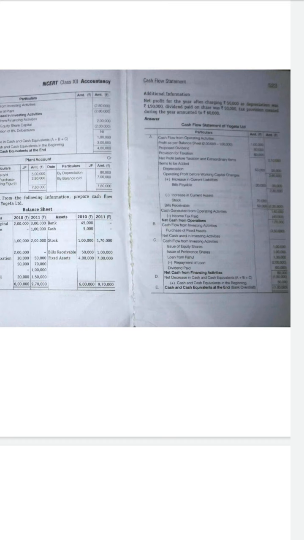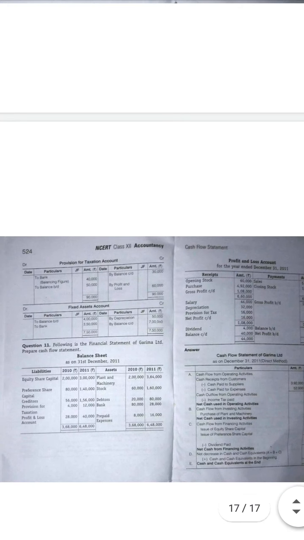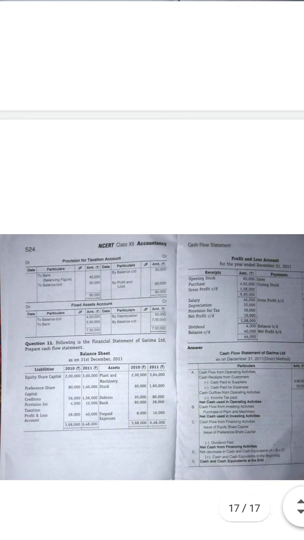Now come to the fixed asset account. See the fixed asset account, and in the additional information there is a depreciation amount. 50,000 is the depreciation. See the additional information: net profit for the year after charging 50,000 as depreciation. So the amount of depreciation is 50,000. There is only one asset, the fixed asset, so the depreciation belongs to that one fixed asset.